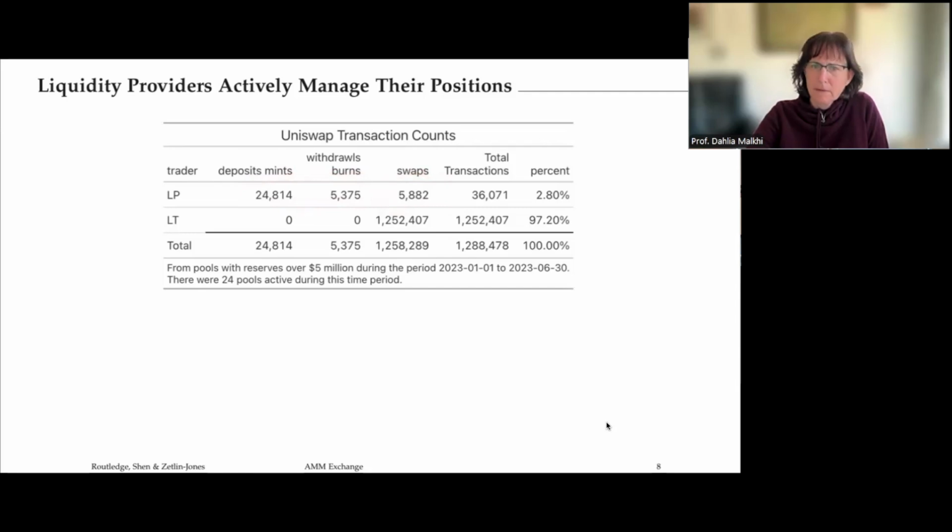Please, Dahlia. Yeah, these are transaction counts, but what about the value? I'll come back to that in a bit. I'm just starting with raw counts, okay?